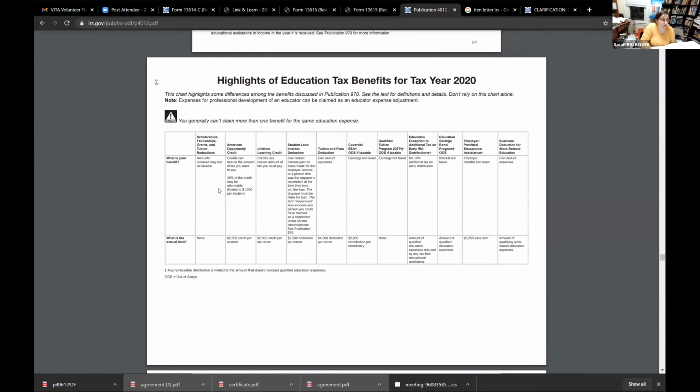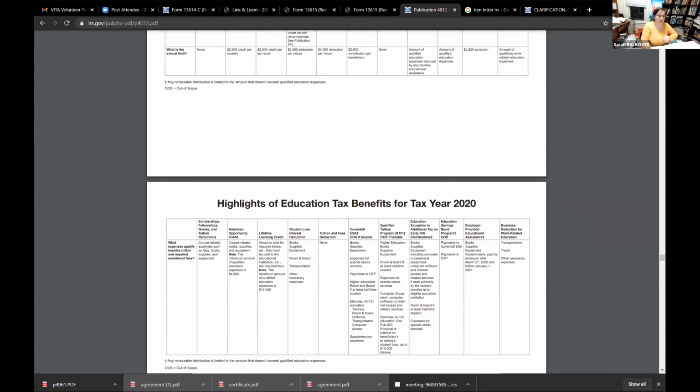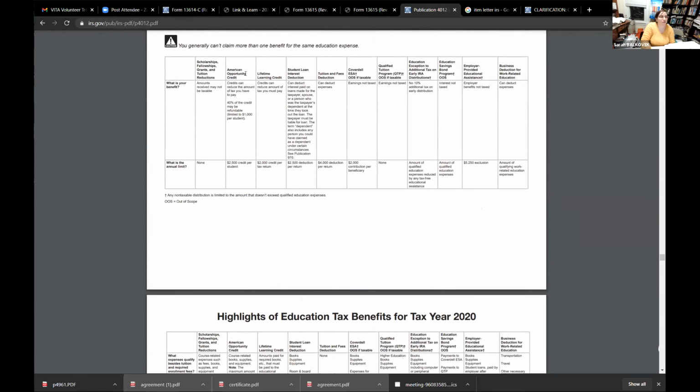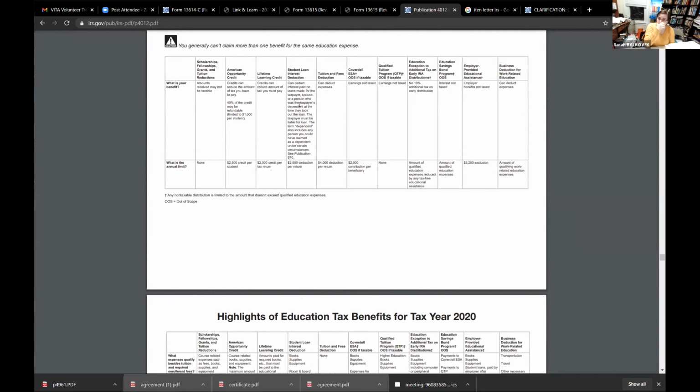We've got our scholarships, grants, tuition, and this is where the ring is for the binder, so you can see this whole chart in front of you. But we've got the American Opportunity Credit. We've got Lifetime Learning Credit, Student Loan Interest Deduction. People will know if they paid student loan interest.